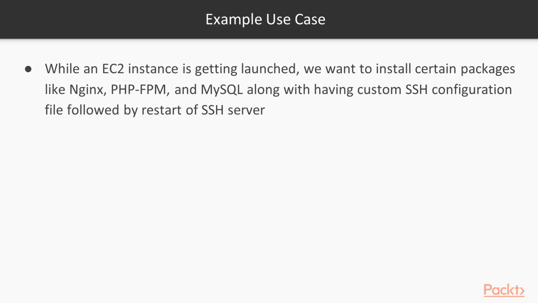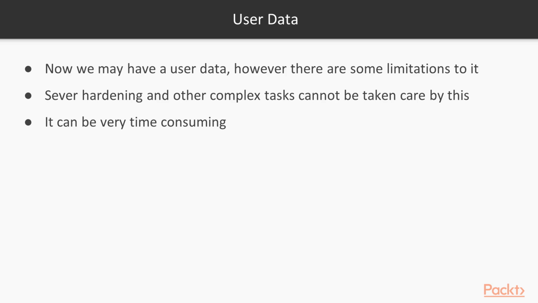Now, many of you might assume that you also have user data in EC2, which can allow us to do precisely this. But user data is definitely good, but it does come with a limitation. When you are doing some complex task, like maybe server hardening, then user data is something that might not prove to be useful. I'll give you an example, because we used to do entire server hardening with OpsWorks in one of the organizations that I used to work with.